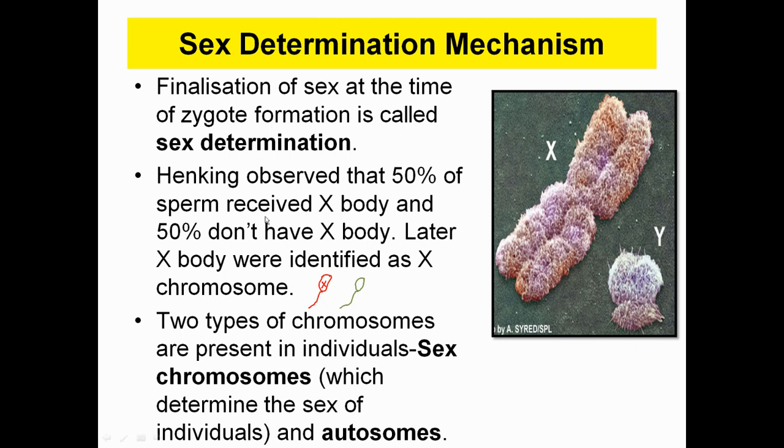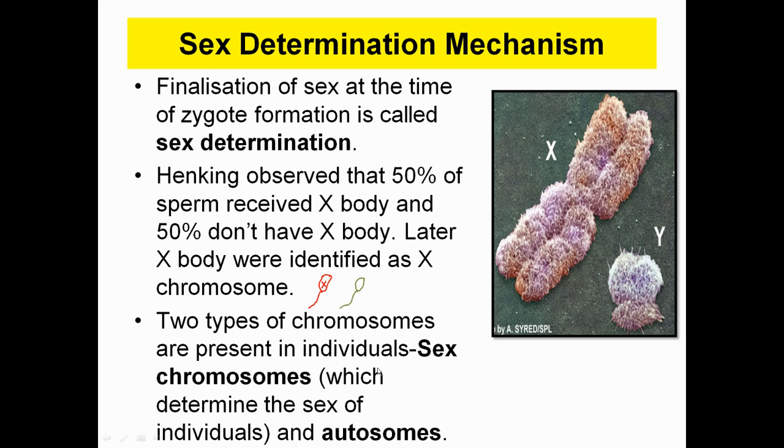It was first observed by Henking in terms of the X body. He observed that during gamete formation, half of the sperms have an X chromosome, however, half do not have any X type of body, which was later identified as the X chromosome. Okay, so this X body is present in 50% of the sperms, and you can see this X body is absent in the other 50%. Later, it was identified as the X chromosome.